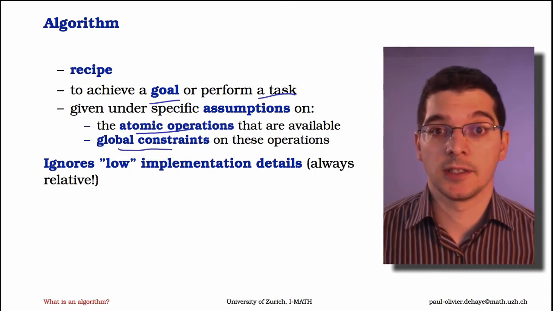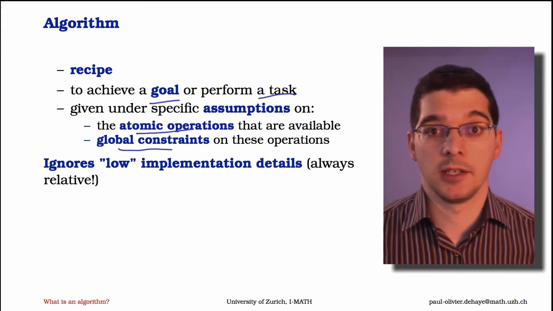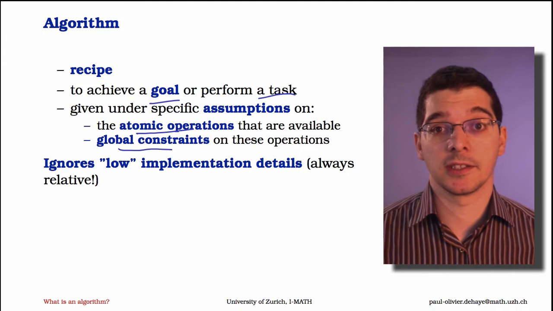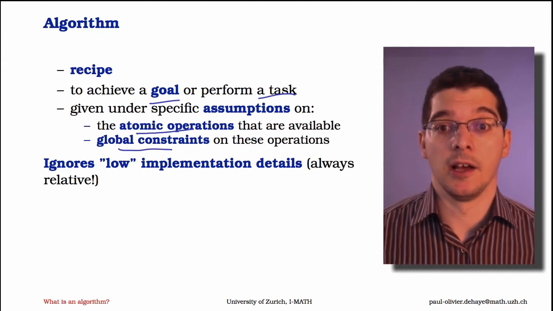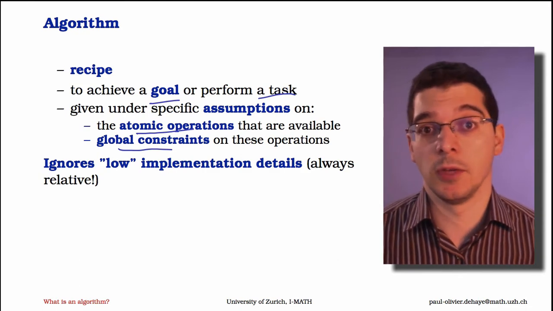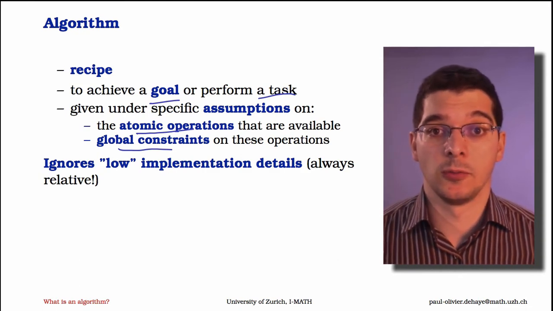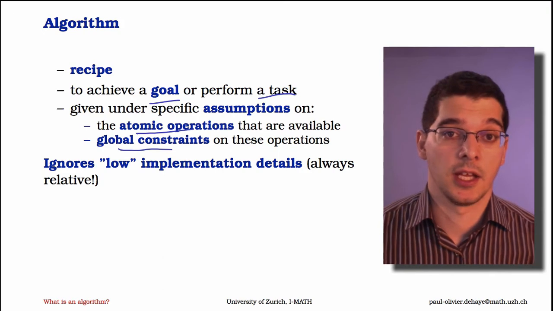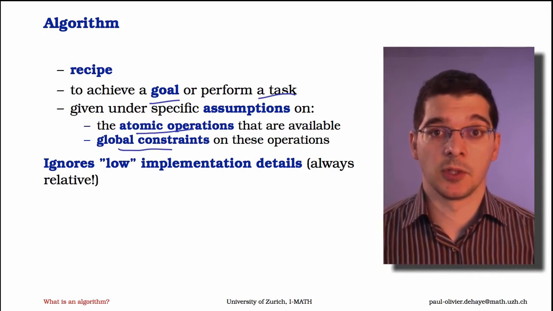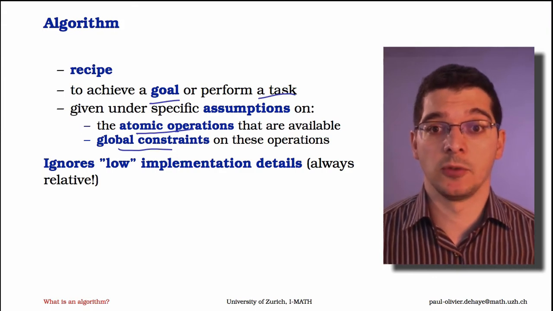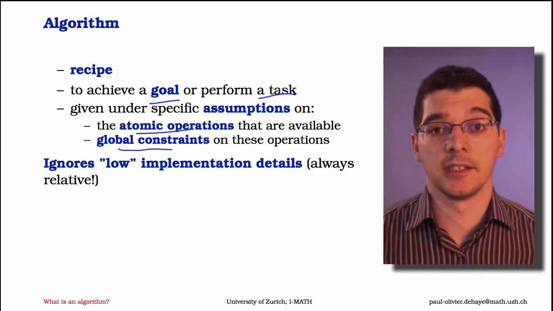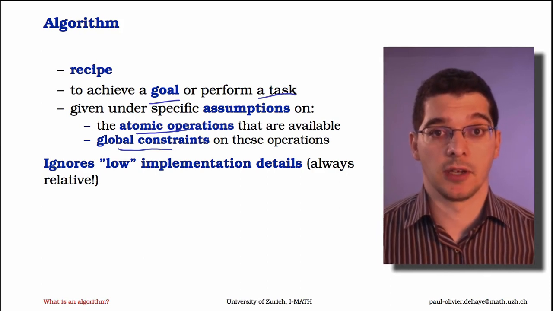And there are some constraints that you might be ignoring or you might be taking care of. So there are specific constraints that link all those different atomic operations together. For instance, you are not allowed to execute too many of them at the same time or too many of them in succession. Okay, so an algorithm is always given with some background assumption. And this background assumption helps you ignore some low-level implementation details because this is hidden in the global constraints or in the atomic operations.